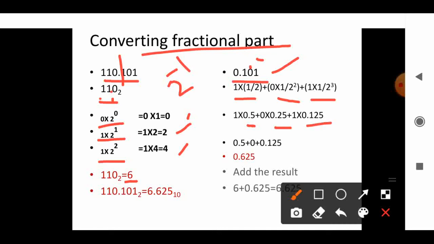Finally you will get the result. What is the result? 0.625. Now you add 6 plus 0.625 and you get the answer 6.625. It is the decimal number of the binary number, including the binary fractional part. It is 6.625. Are you clear? So the binary value after the decimal point starts with 2 power minus 1.